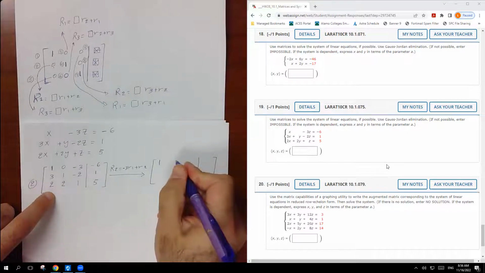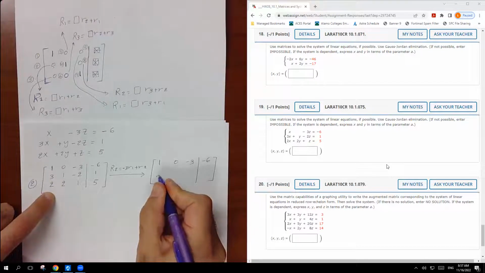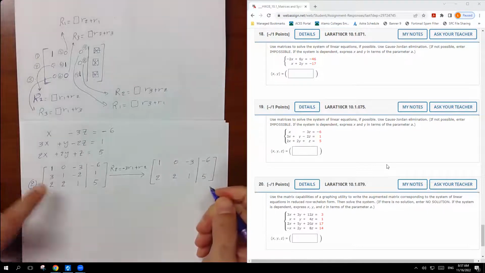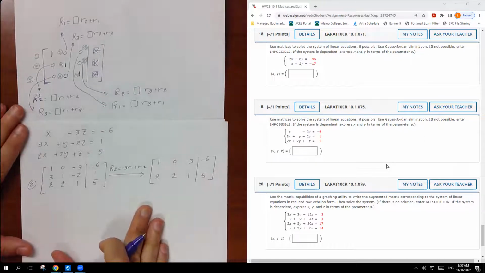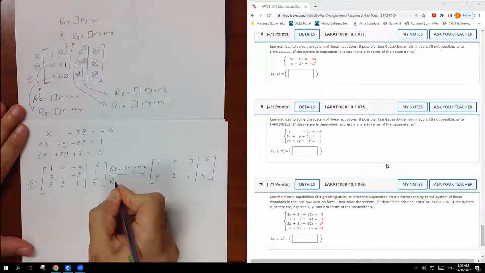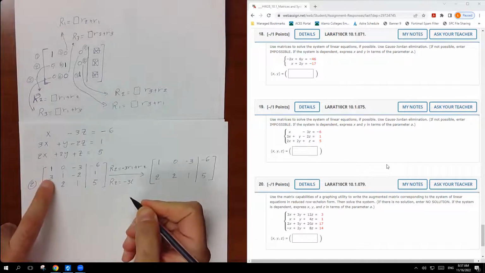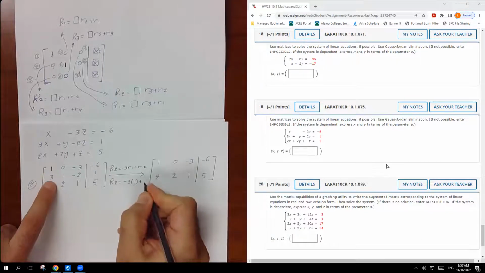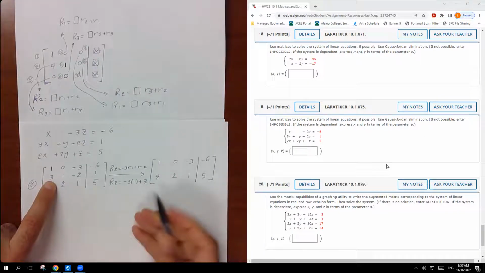So here is R1. And here is R3, the same. Then the change is going to be on R2. Let's keep going. The first element is going to be -3 times R1, which is 1, plus R2, which is a 3. So -3 times 1 is going to be -3 plus a 3 is going to be 0.